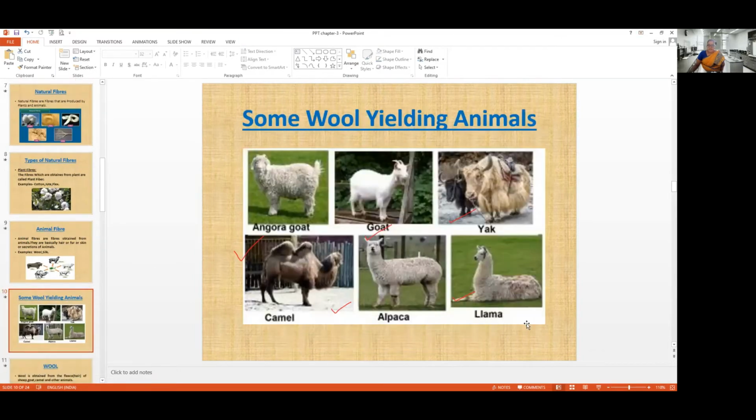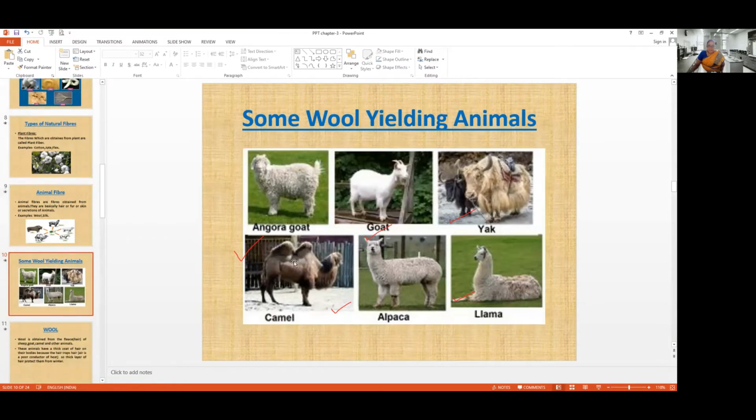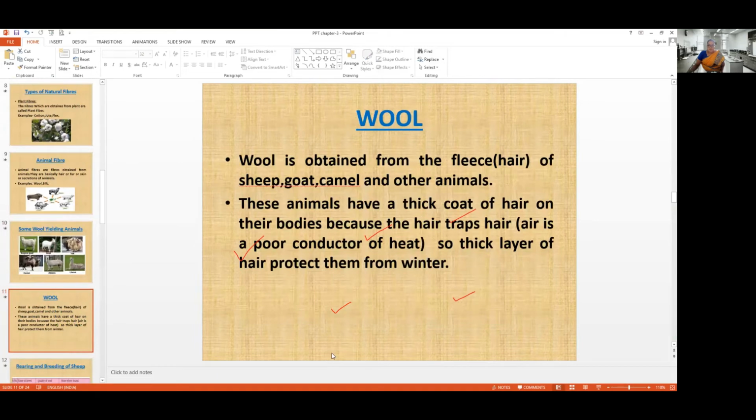Here are some more examples of wool yielding animals: angora goat, yak, llama, alpaca, and camel. Okay, see here, this camel has two humps. Next, coming to wool. Wool is obtained from the fleece. What do you mean by fleece? It is the hair of sheep, goat, camel, and other animals. This we already know.